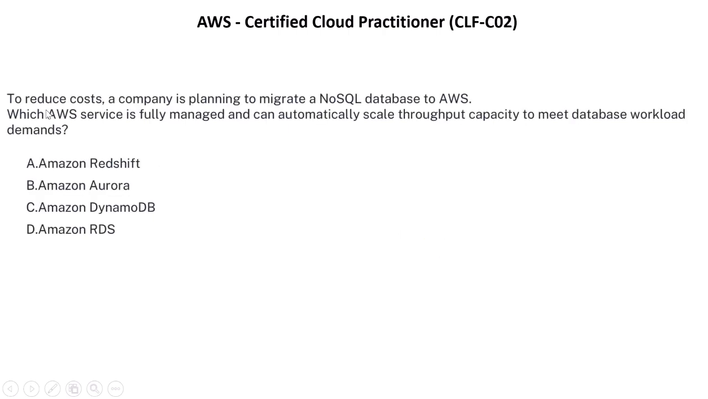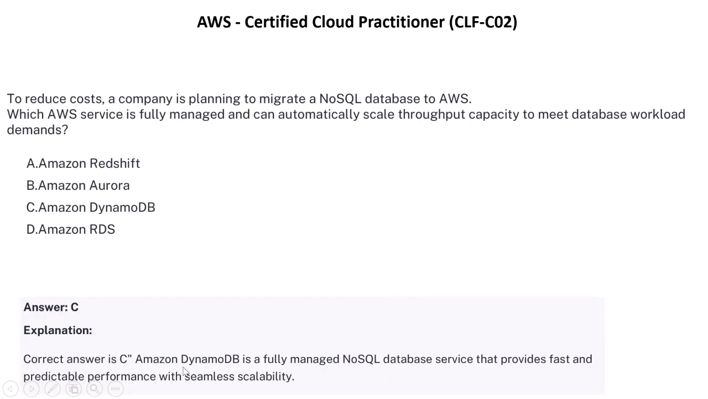Next question. To reduce costs, a company is planning to migrate a NoSQL database to AWS. Which AWS service is fully managed and can automatically scale throughput capacity to meet database workload demands? The options are: option A, Amazon Redshift. Option B, Amazon Aurora. Option C, Amazon DynamoDB. Option D, Amazon RDS. The correct answer is option C, Amazon DynamoDB. Amazon DynamoDB is a fully managed NoSQL database service that provides fast and predictable performance with seamless scalability.